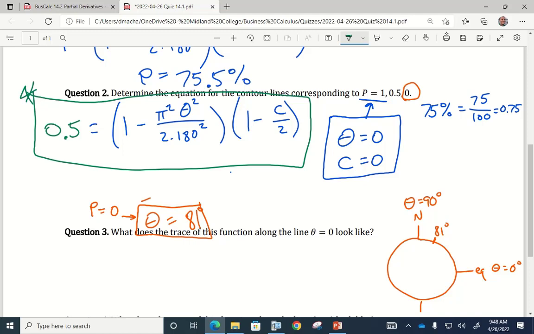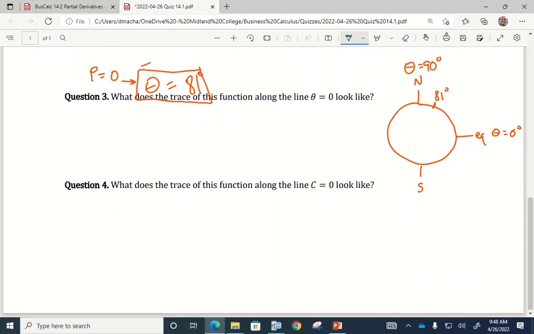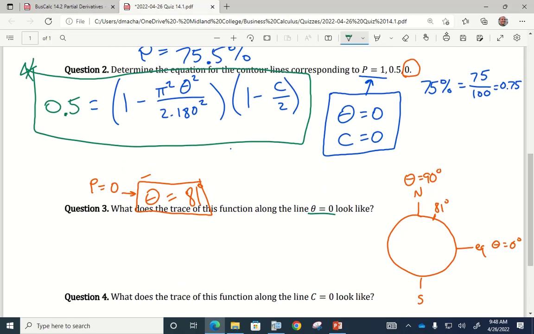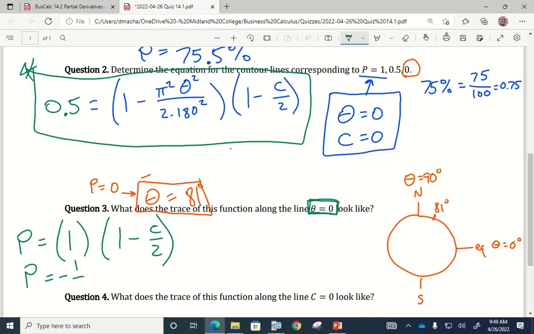So in question 3, we ask what does the trace of this function along the line theta equals 0 look like? And so what that means is I just take my equation from before, P is equal to 1 minus all of this stuff, but I'm going to plug in the value theta equals 0. So when I set theta equal to 0, that all becomes 0, and this is just 1 times 1 minus C over 2. So simplifying, that's negative 1/2 times C plus 1.